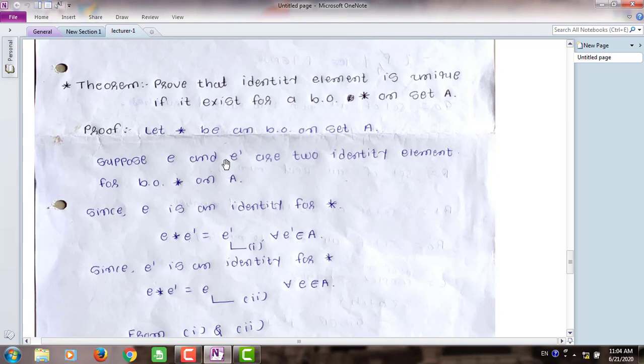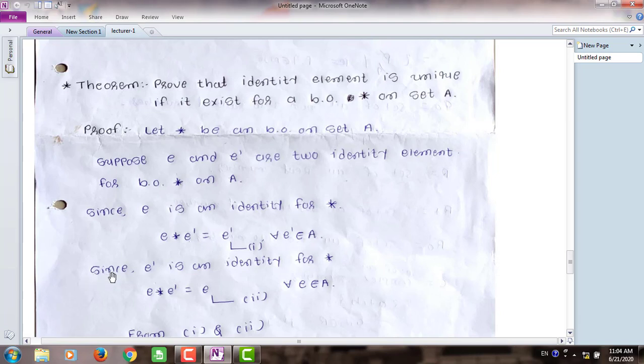It means that e and e dash are two identity elements of binary operation star on set A. We have to prove that the identity element is unique. Since e is an identity for star, e star e dash is equal to e dash. Why? Because e is an identity for star and e dash is an element of A. Therefore, e star e dash is equal to e dash. Equation number 1, where e dash belongs to A.